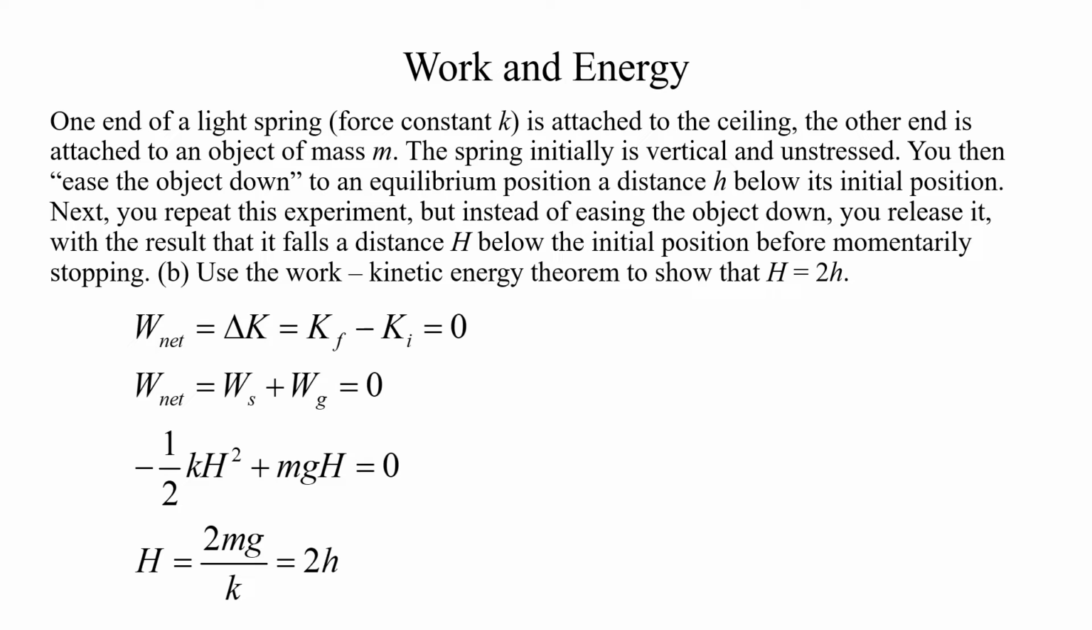Well, the work done by the spring is negative 1/2 k times capital H squared, and the work done by gravity is just mg times capital H. So we have mg times capital H equals 1/2 k capital H squared. We divide out one of the H's and we can then solve for H and we get 2mg over k. Well, little h was mg over k, so we have shown that big H equals twice little h.